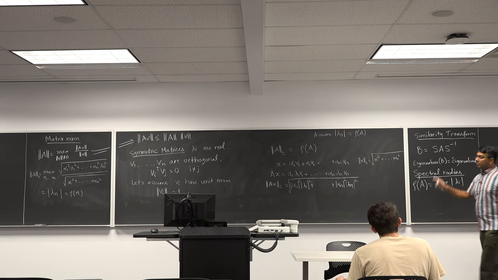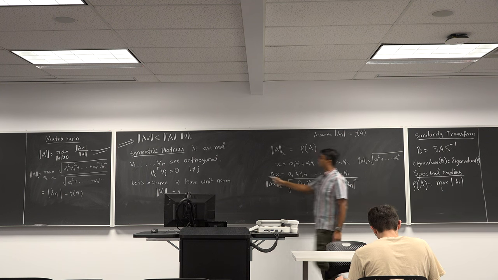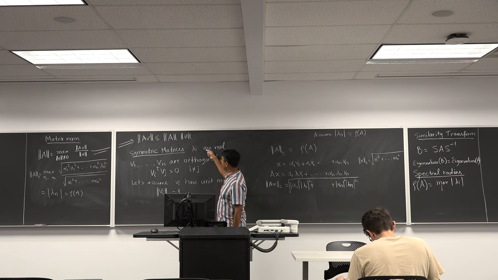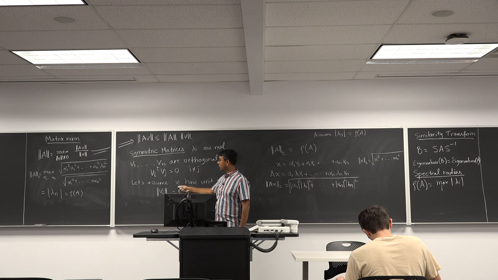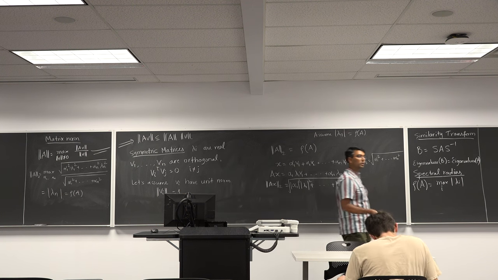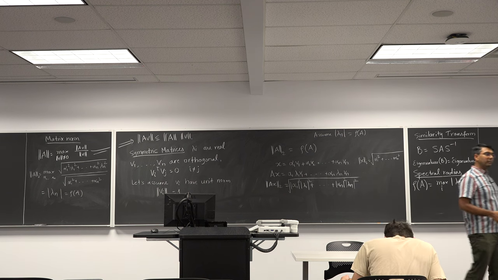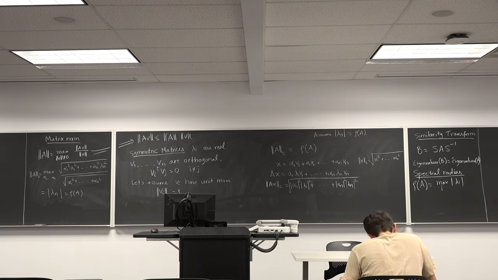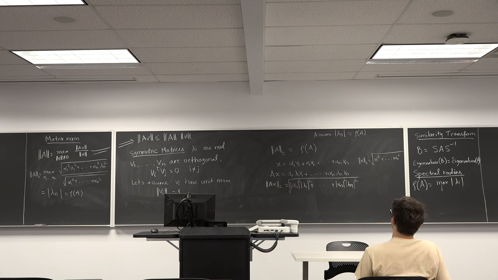This is only for symmetric matrices. So for a symmetric matrix, this is automatic, and we are assuming that Vi is unit norm. We can always pick eigenvectors that are unit norm for any matrix. And V1 to Vn are orthogonal. Correct. That's because A is symmetric. For a symmetric matrix, all eigenvectors are orthogonal to each other.